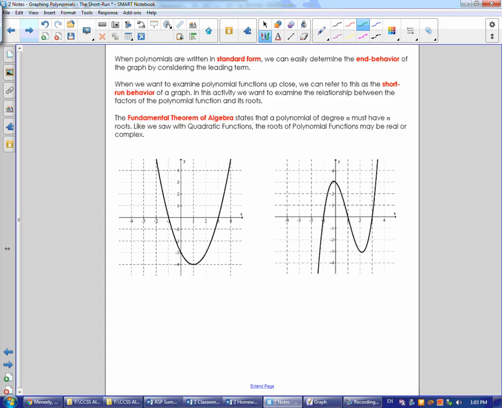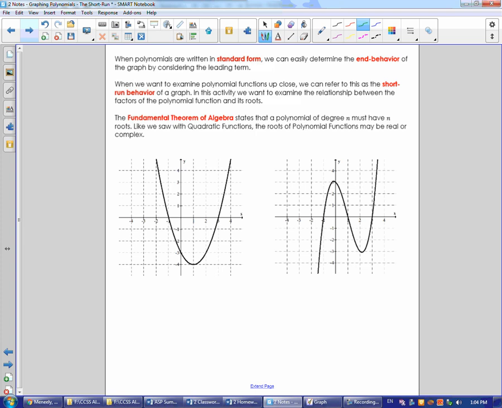So when polynomials are written in standard form, we can easily determine the end behavior just by considering the leading term, and that's what we were doing in the warm-up. When we want to examine the polynomial functions up close, we can refer to this as the short-run behavior of the graph. It gives us a little bit more detail. In this activity, we want to examine the relationship between the factors of a polynomial function and its roots. So we're really going to be looking at the factored form of polynomials today.